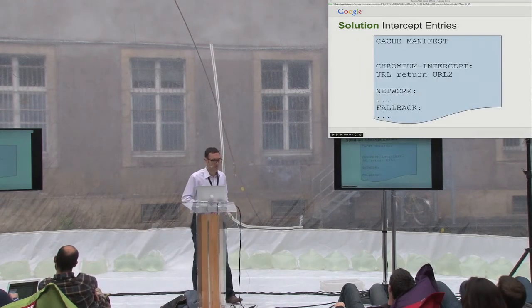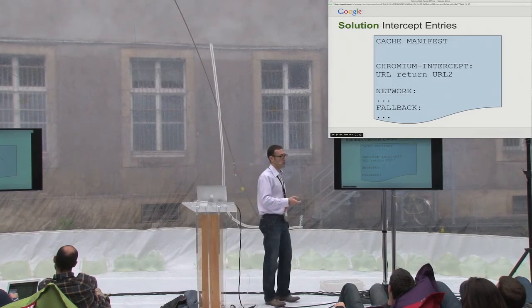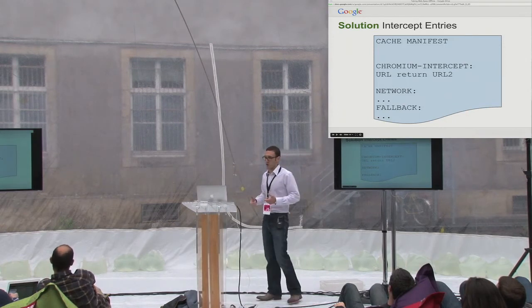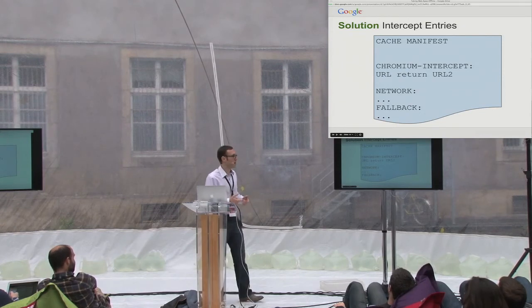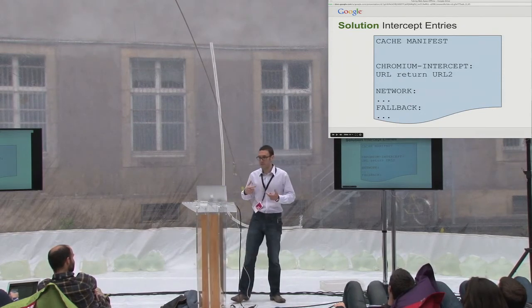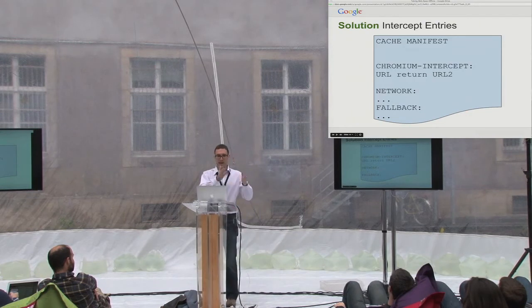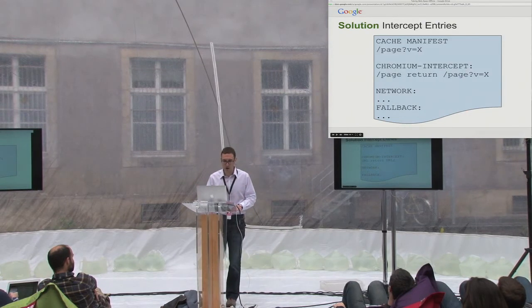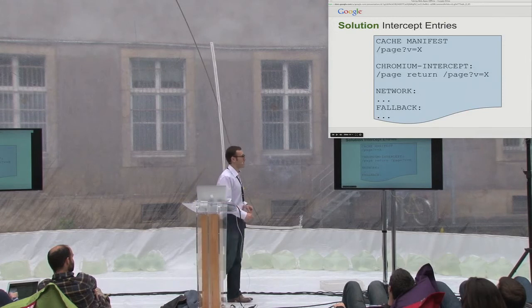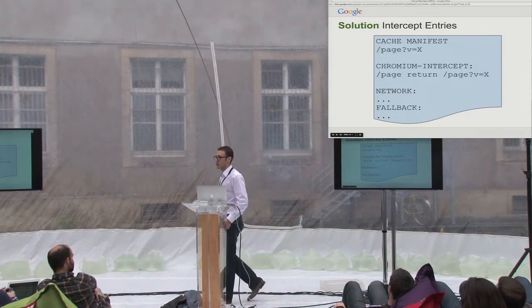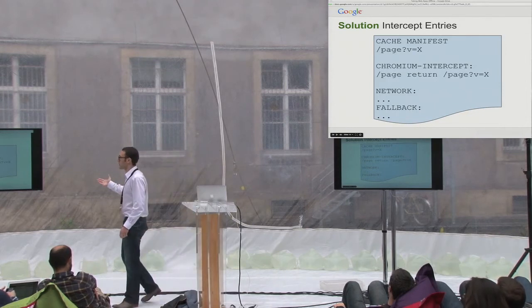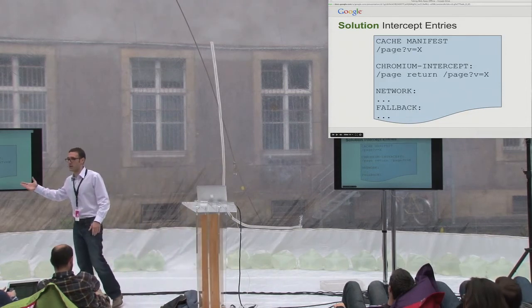So how do we use it? We can say URL returns URL2. In this case, we can append that version, but have /edit redirect to that version. In other words, in the explicit entries section, we can have /page given that version, either through a query parameter or however you want to append it to that URL.